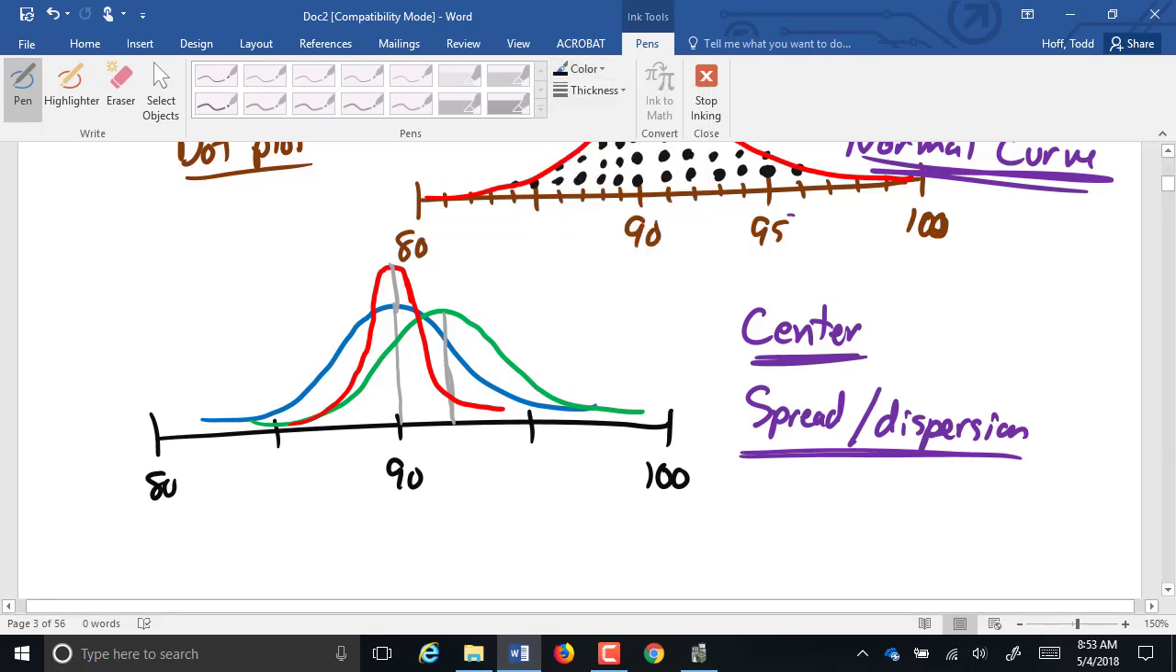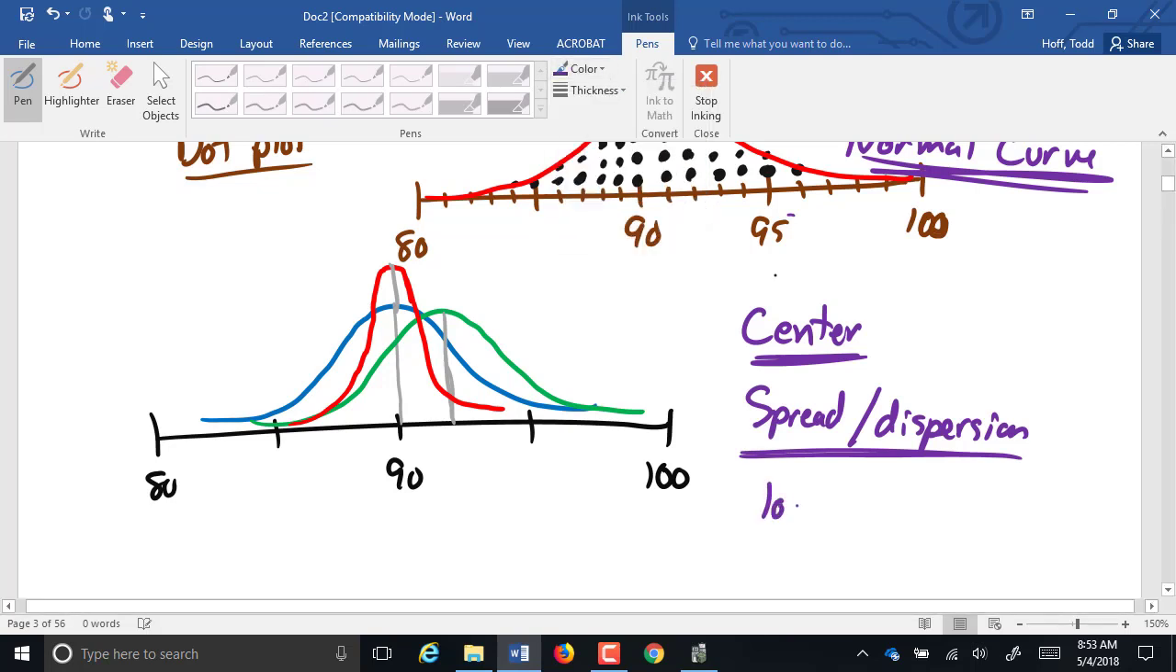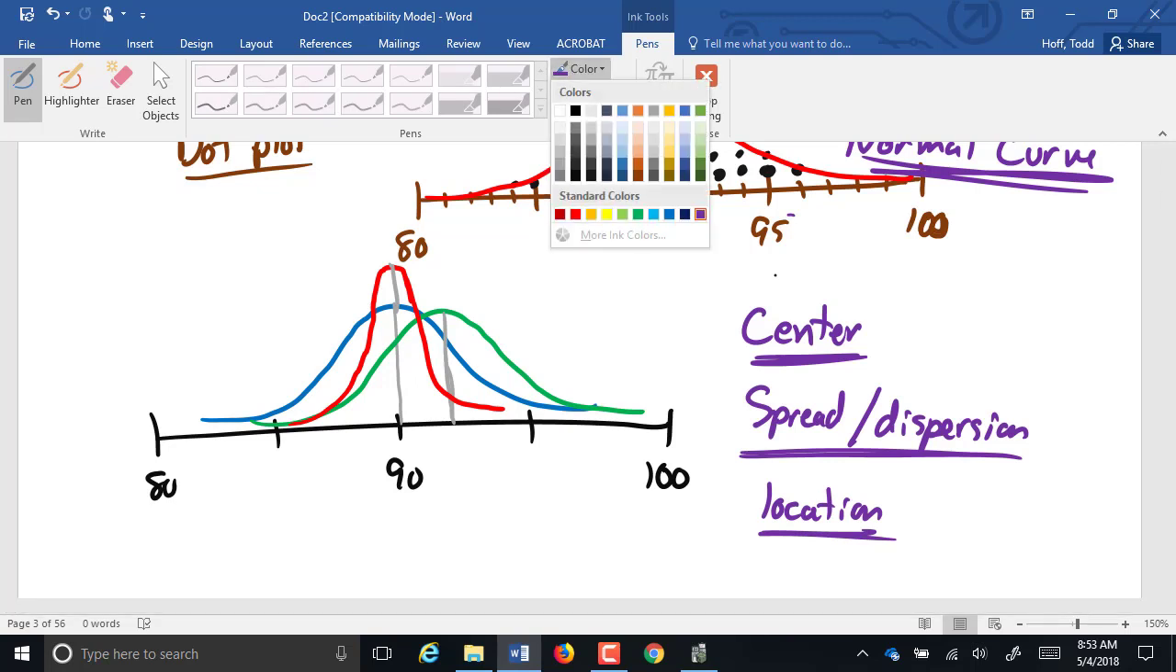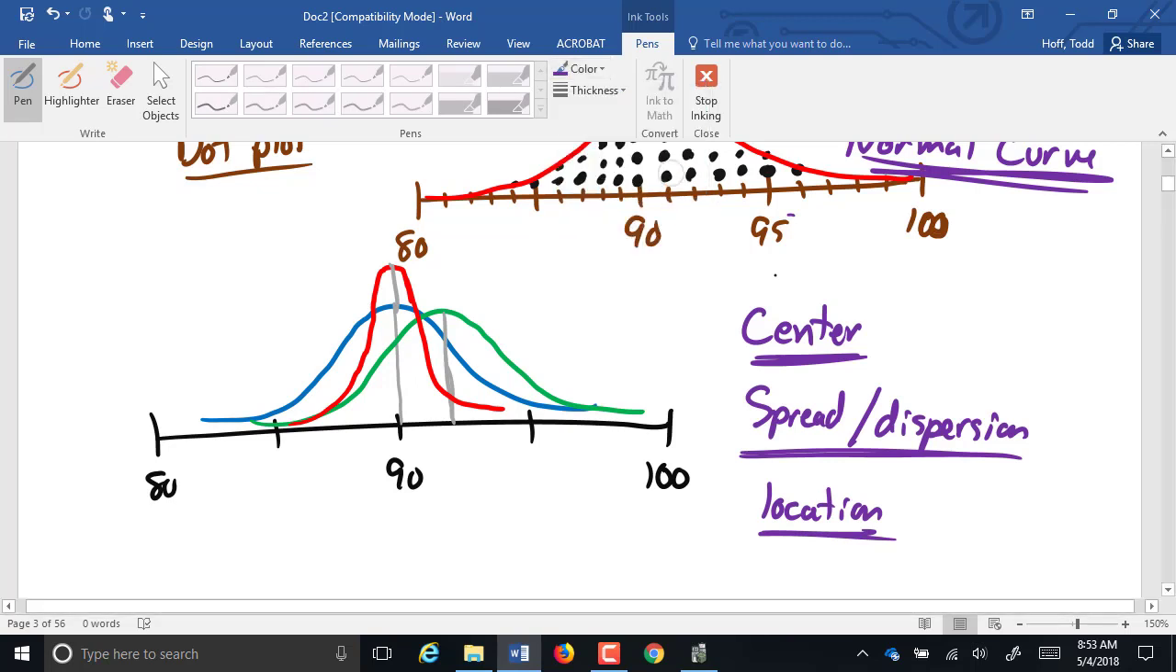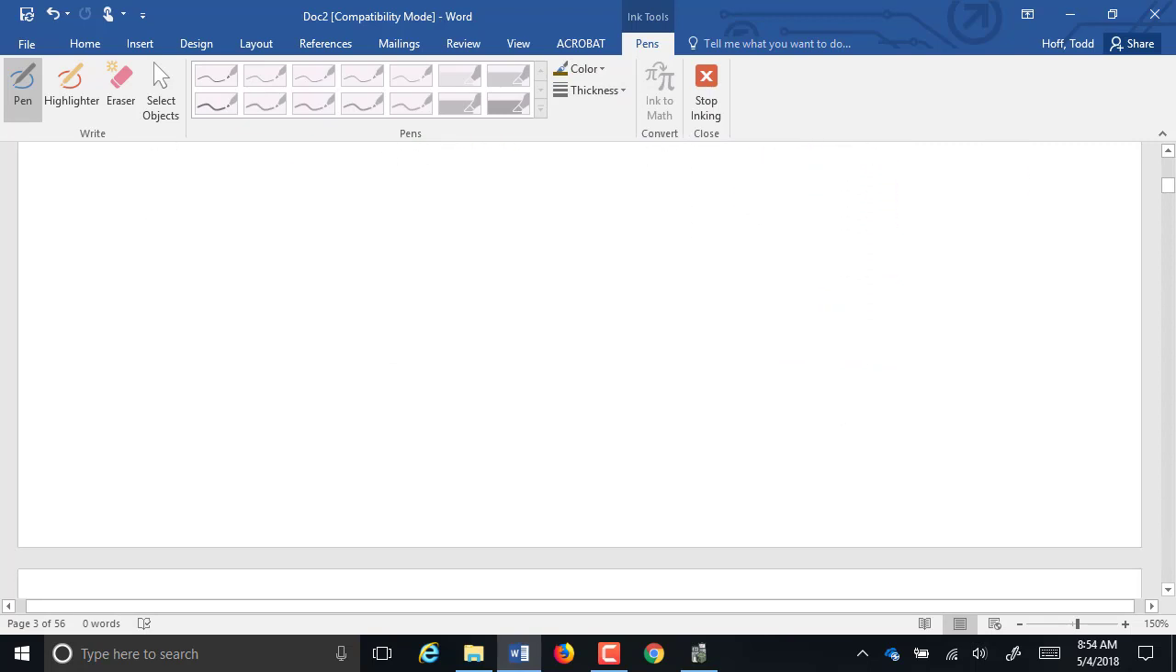And then there's a third one that's sometimes considered that looks more at just basic single numbers as location within that distribution. We'll talk about that a little bit. That'll be one of those topics that if we get time, we'll get to at the end of the class. So let's talk about those measures of center first.